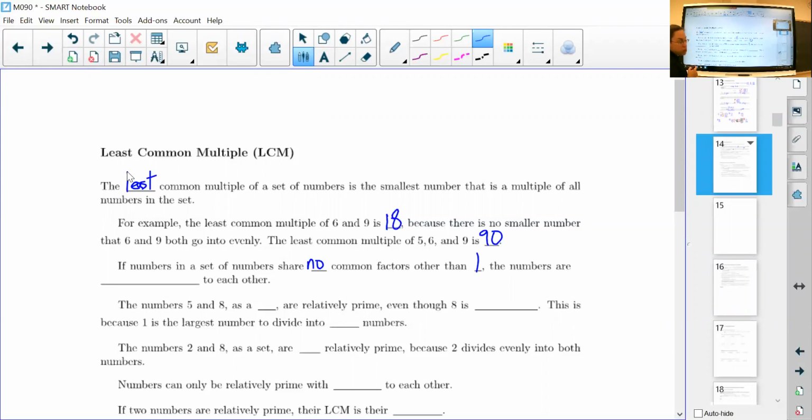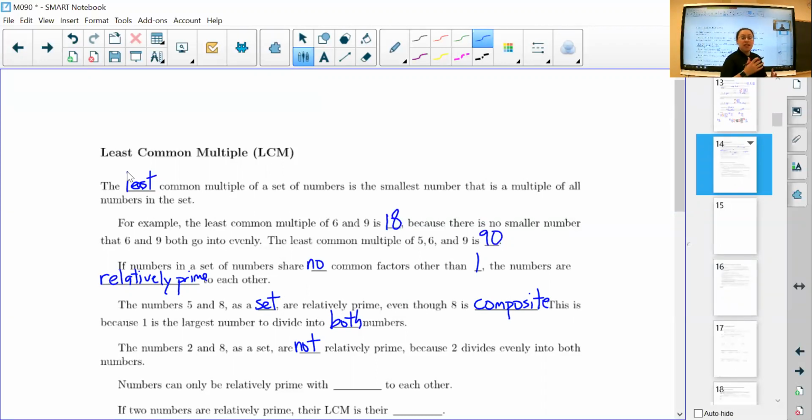If numbers in a set of numbers share no common factors other than 1, the numbers are relatively prime to each other. So 5 and 8 as a pair are relatively prime, or as a set, we could say. They're relatively prime, even though 8 is composite. Numbers don't have to both be prime, they just have to share no common factors. So as a set, 5 and 8 are relatively prime, because 1 is the largest number that goes into both of those numbers. 2 and 8 as a set are not relatively prime, because 2 goes into 2 and 2 goes into 8.